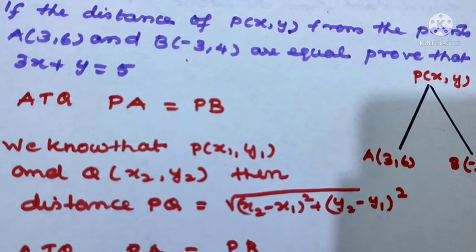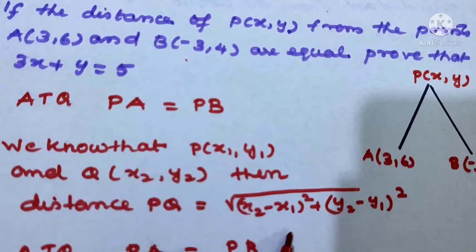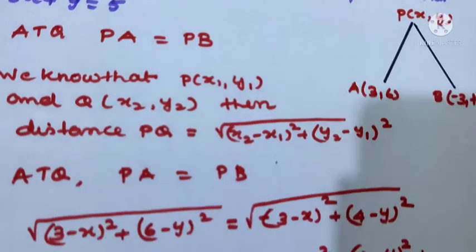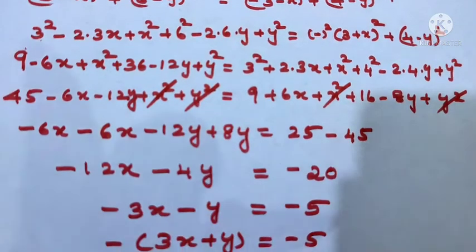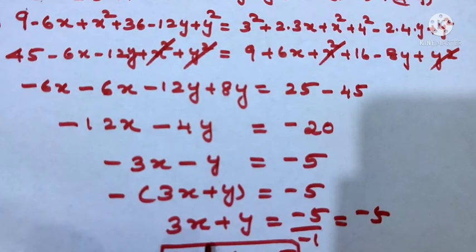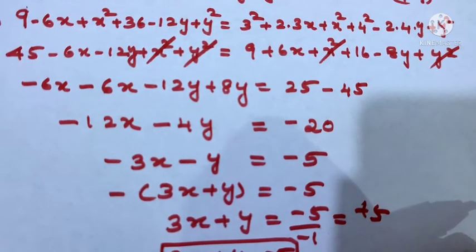So the word equal is there, so P is equidistant from A and B. So we know that PA equals PB. So we applied the distance formula, then squaring and expanding. After the simplification you will get 3x plus y equal to minus 5 by minus 1, it is plus 5, right? So what is the answer?